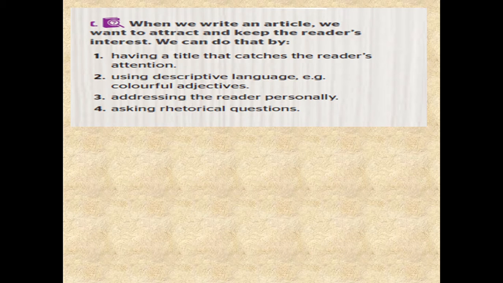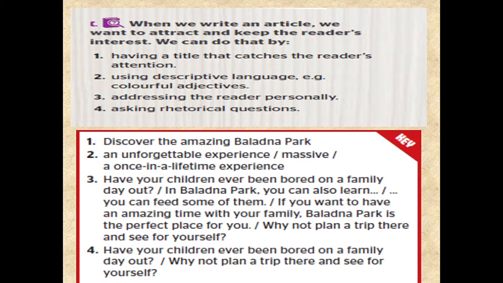Exercise C. When we write an article, we want to attract and keep the reader's interest. We can do that by, number 1, having a title that catches the reader's attention. Number 2, using descriptive language, for example, colorful adjectives. Number 3, addressing the reader personally, using you. Number 4, asking rhetorical questions. For a catchy title, for example, Discover the Amazing Baladna Park.